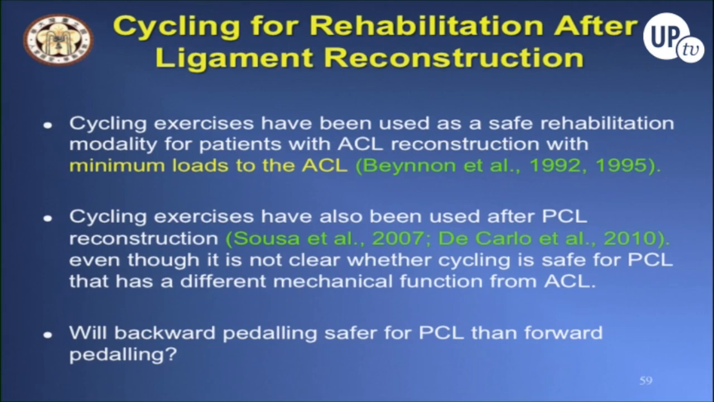So for this particular conference, we started doing some cycling study, because I believe it is more interesting to the audience here, I hope. So I'm going to talk about the application to cycling. For rehabilitation purposes, for patients with ACL reconstruction, we use cycling exercises as a safe rehabilitation modality. Because back in 1992, Bayanan used a Hall effect sensor to measure ligament strain in vivo during cycling. And they showed that the loads transmitted in the ACL during cycling are minimal. So it is safe for ACL reconstruction rehab.